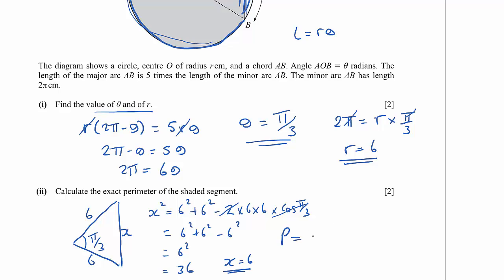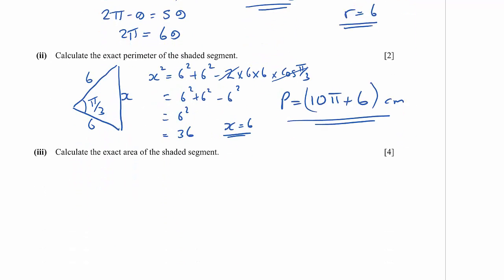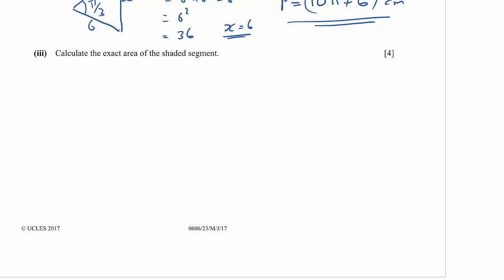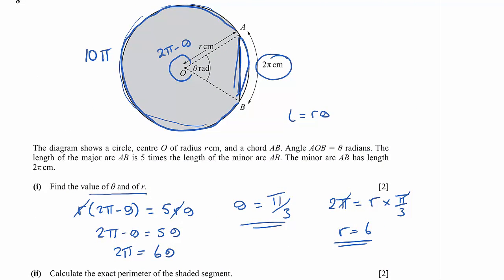So the perimeter is going to be 10 pi plus 6 centimeters. So that's that. Calculate the exact area of the shaded segment. There's various ways we could go about that. What I'm going to do is the whole circle, and then I'm going to chop off the little segment there.